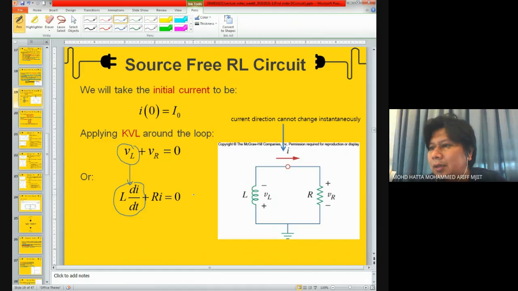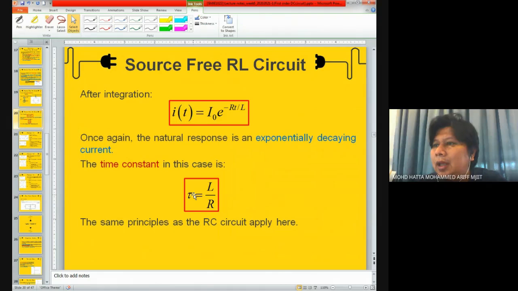So applying KVL around the loop will give us this equation, and after some mathematics of integration and simplification, you will end up with these two equations, where you have the equation of the current response, which is given as I naught times e to the power of negative R t over L. Here, if you look back at our RC circuit, over here consists of tau. So tau for the RL circuit is given by L over R.